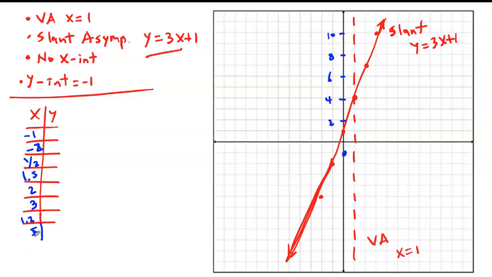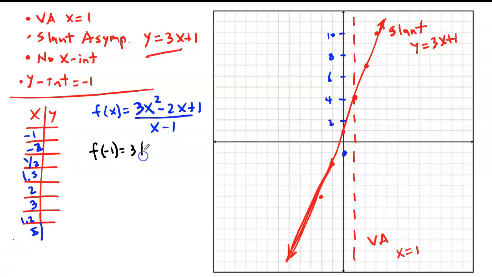I'm going to plug these back into my original function. Let's plug the first value, f of -1. It's going to be 3 times -1 squared minus 2 times -1 plus 1, replacing every x by -1. On the top, -1 squared is +1, times 3 is 3. -2 times -1 is +2. So 3 plus 2 is 5, plus 1 is 6. On the bottom, -1 minus 1 gives me -2. 6 divided by -2 gives me -3. So the first value is -3. Let's complete the whole table.